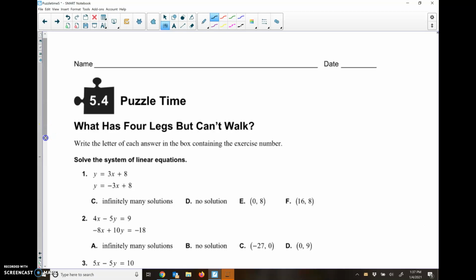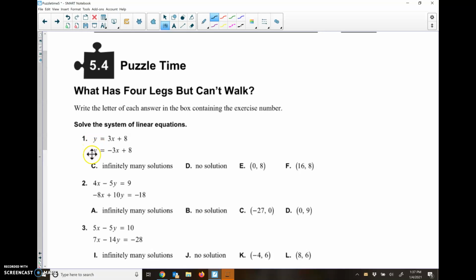So if we look at number 1, we have our y's the same, y and y. We have our x's, though, are 3x and negative 3x. And I can't really multiply by anything to make them both the same, because if I multiply this one by negative 1, then I'm going to have a negative y and a positive y, and that's not going to be the same. So I know right away that it's going to be different. My x's are going to have to be different. So I know it's not many solutions, and I know it's not no solution. So I know it's either E or F.